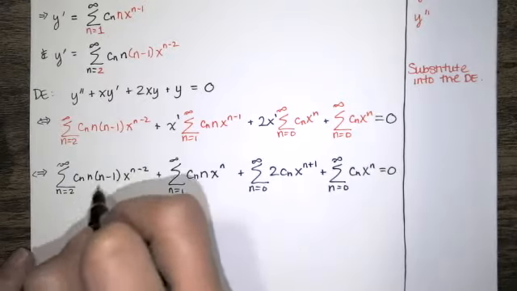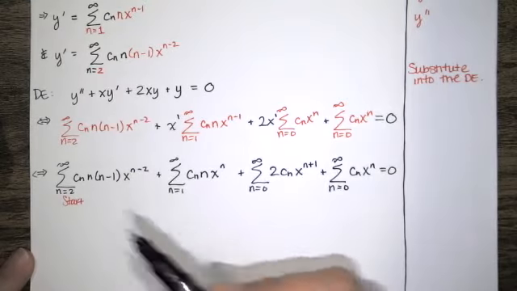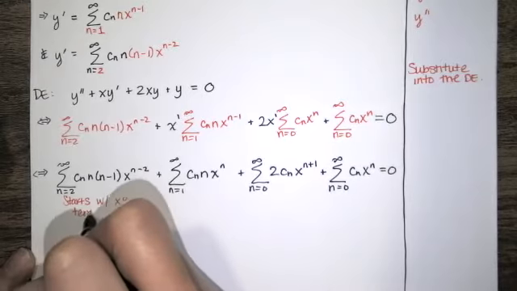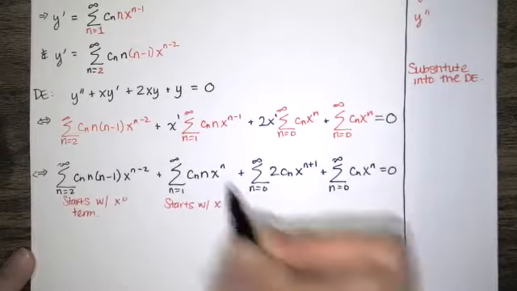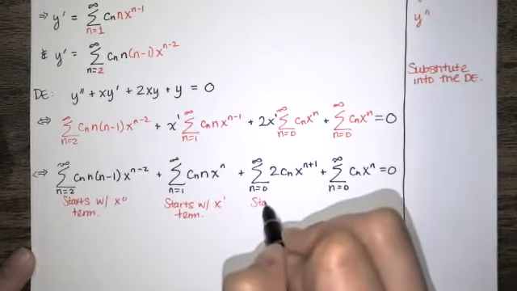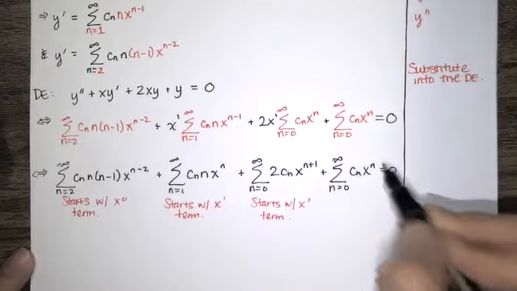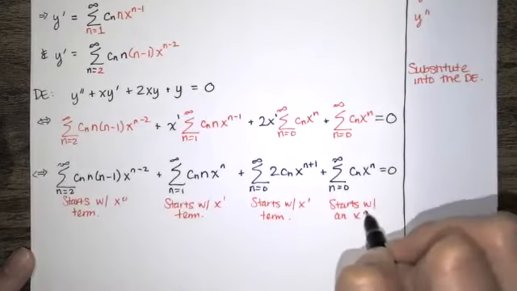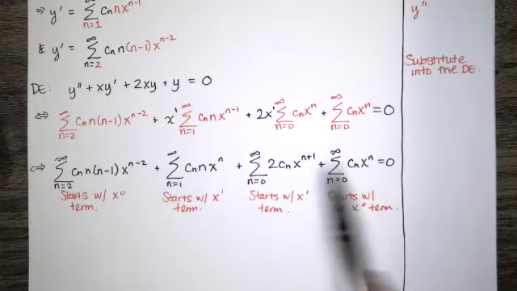So to figure that out, we will look at each series and figure out what it starts with. When n is equal to 2, we have an x to the 0 here. So this is going to start with an x to the 0 term. This one starts with an x to the first term. So when n equals 1, we get x to the first. This one starts with an x to the first as well. And then when n equals 0, this one starts with an x to the 0 term.